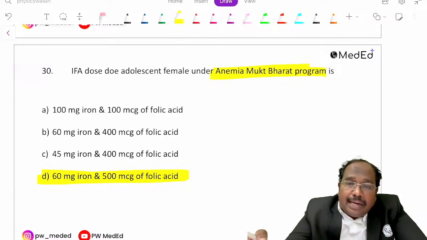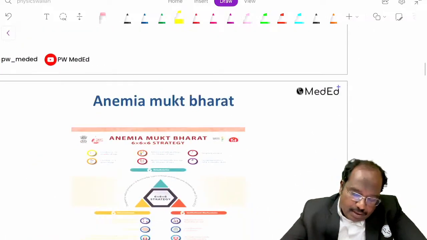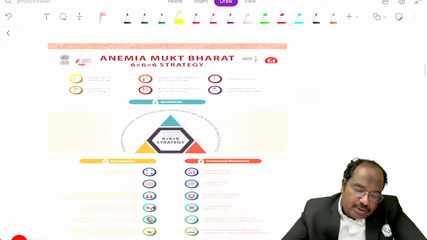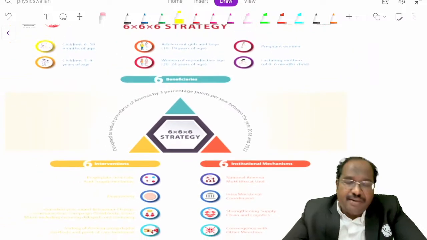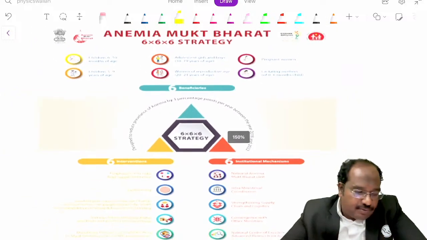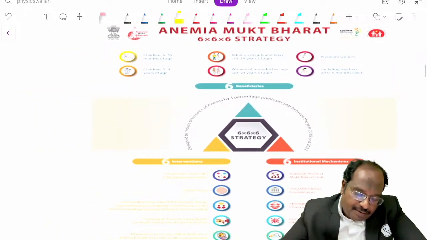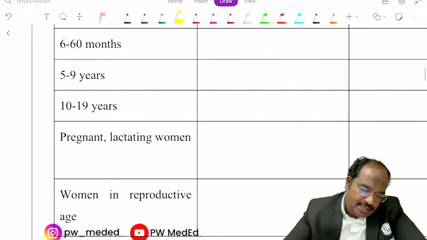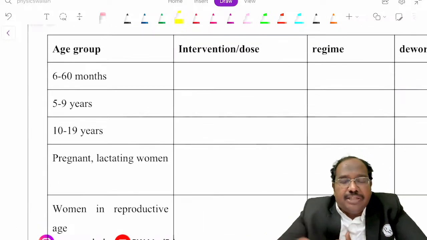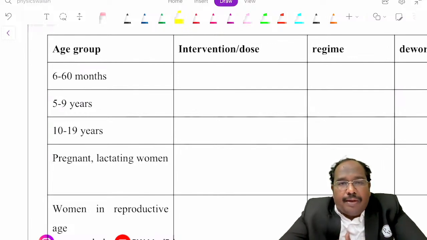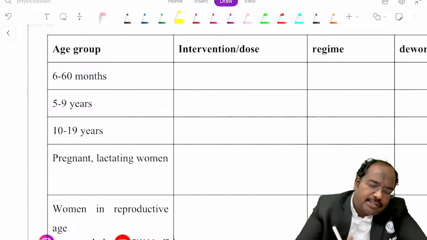So we are giving the adult dose. Okay, fine. Look here, Anemia Mukt Bharat follows the 6x6 strategy. We have 6 beneficiaries, 6 interventions and 6 institutional mechanisms. These are the beneficiaries, guys. We have 6 beneficiaries, starting with 6 to 60 months. You cannot say 60 months, so that is 59 months you can say.